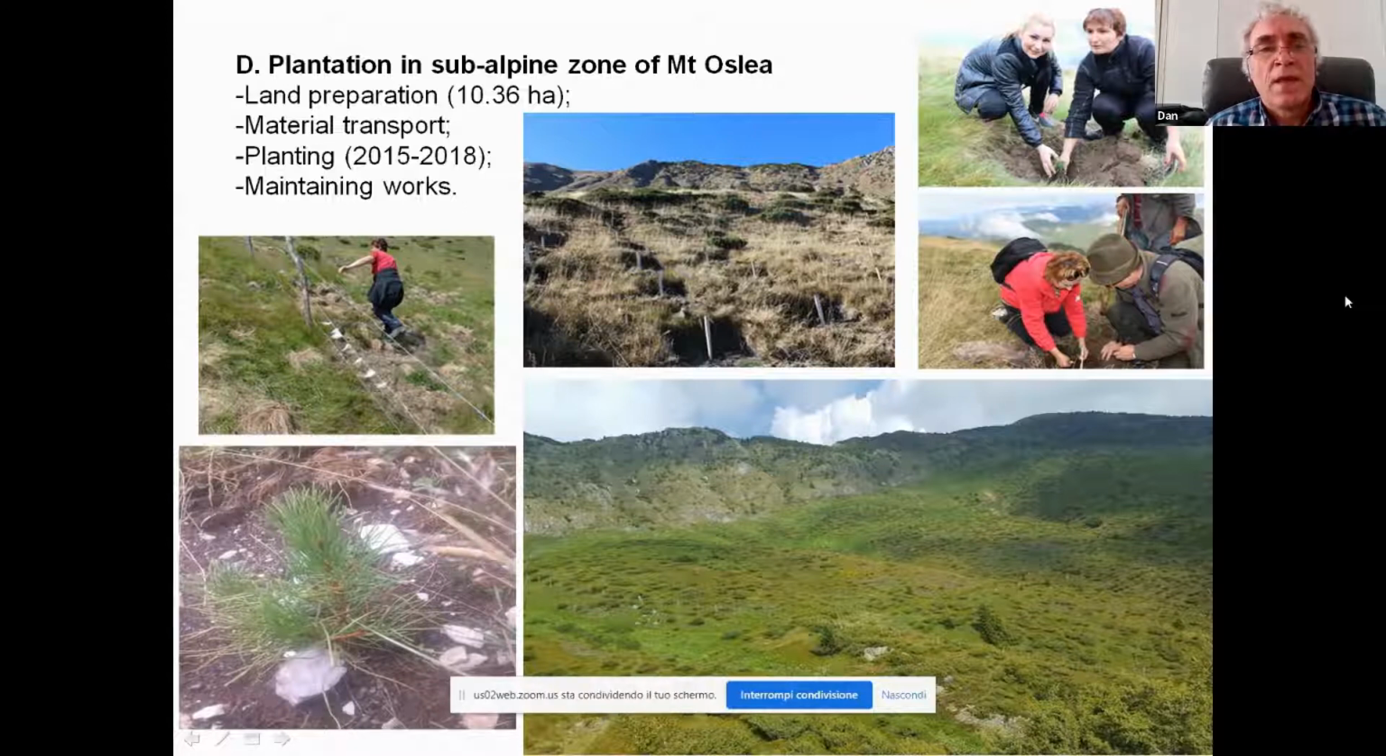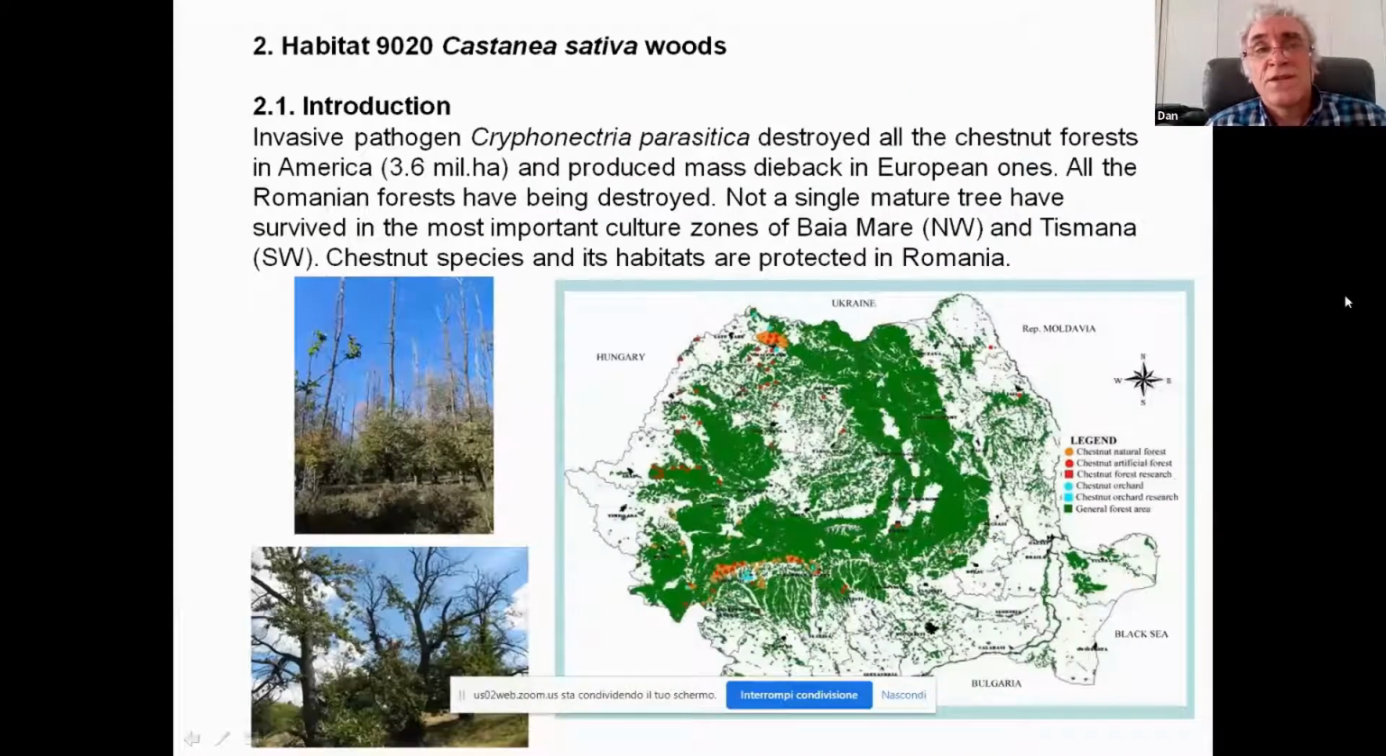Next, please. Then the chestnut. Chestnut is very rare in our conditions, therefore all the forests are protected in Romania. Unfortunately, Cryphonectria parasitica, from Asia, is in the Carpathian area, like everywhere in America or in Europe, and destroys all the cultures, all the forests, all the orchards. That means no major big old trees will survive.